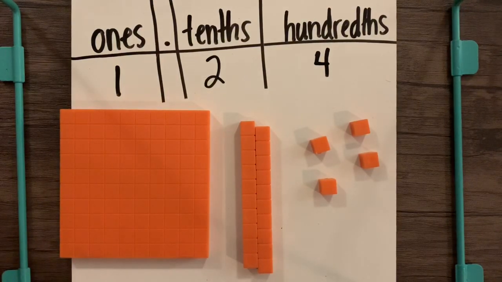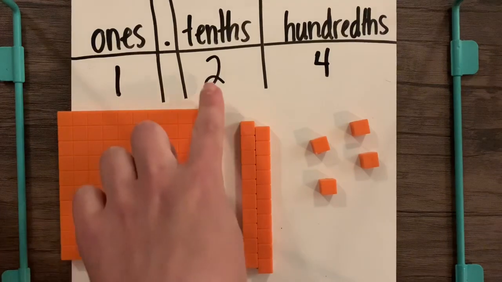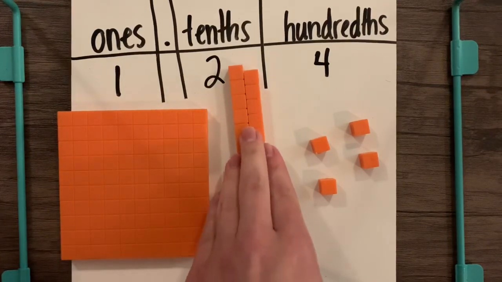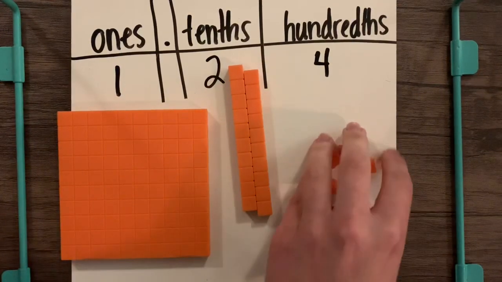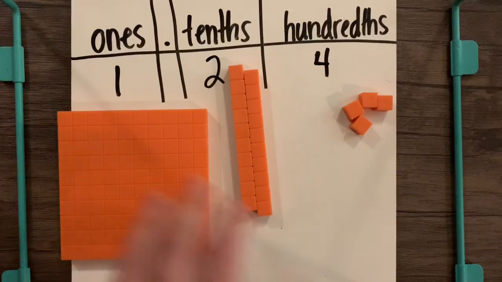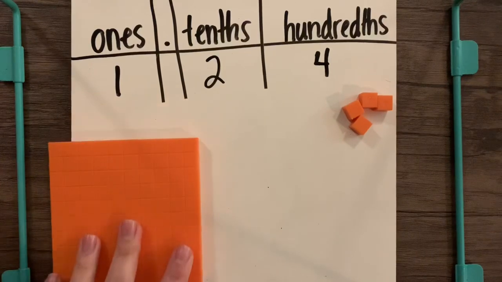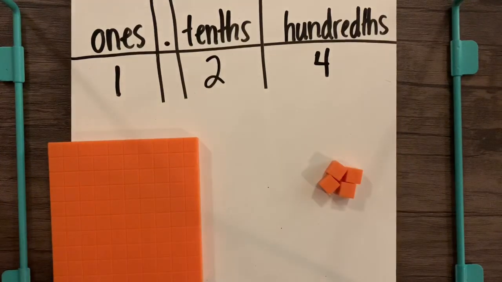With using the base 10 blocks, it's easy for me to see the actual amount that each number is representing based on where it is on the place value chart. Now, however, what if I wanted to represent a different number? I'm going to take these tenths away, and I have this number here.